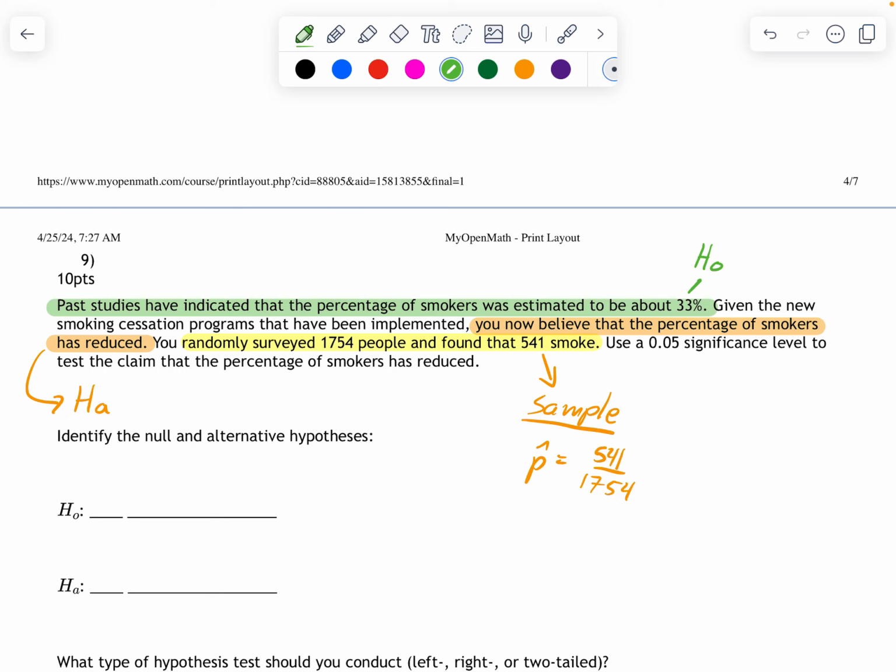Past studies have indicated the percentage of smokers was estimated to be about 33%. It seems way too high. This must have been a while ago. So I highlighted it. That is the null.